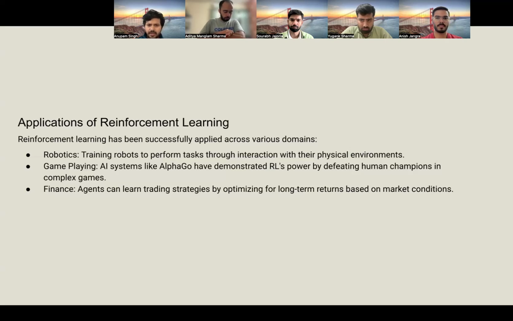Then there is game playing. AlphaGo was very famous, and then there was DeepMind which started in chess. And then in finance, we have a lot of agents which learn trading strategies by optimizing long-term return based upon market conditions. People already have these algorithms. It's just that they're not agentic in nature as of today. People are still working on it. Okay, hey, they can be agentic. They can make these decisions.